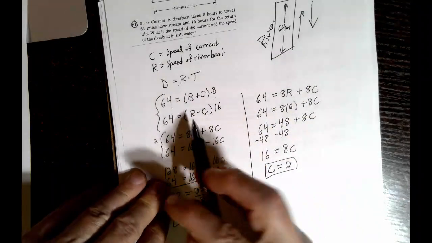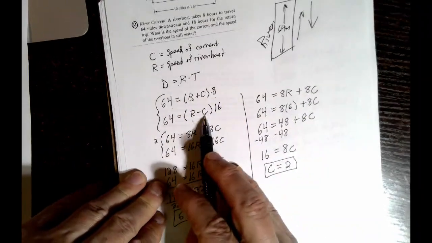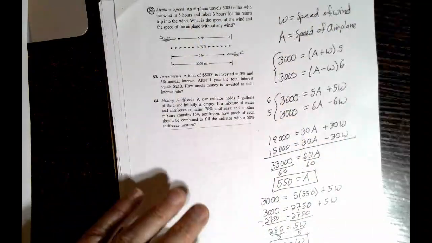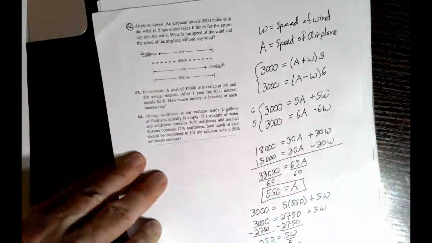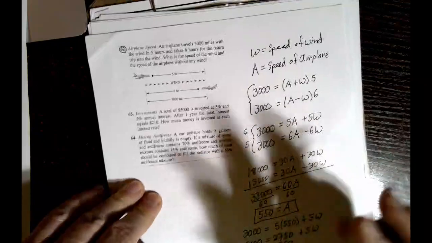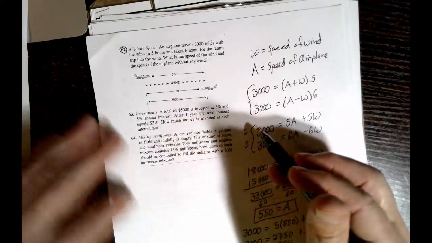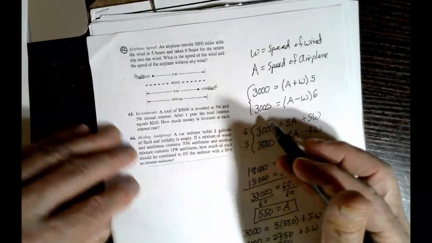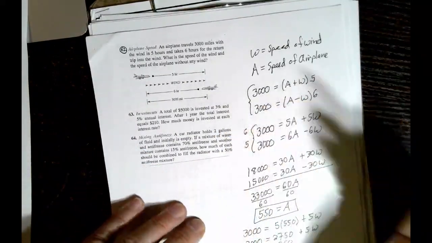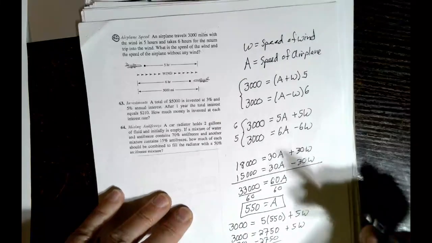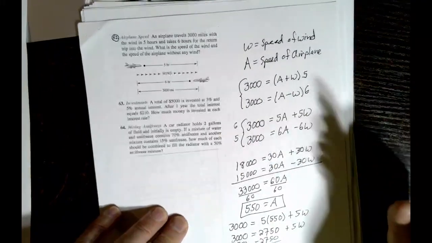So again, 6 plus 2 and 6 minus 2. It's with the current and without the current. And the same thing works for an airplane, right? An airplane travels 3,000 miles either way. One is with the wind and one's against the wind. And with the wind, it's only a 5-hour flight. Against the wind, it's 6. Makes sense. It takes more time when the wind is against you, right?